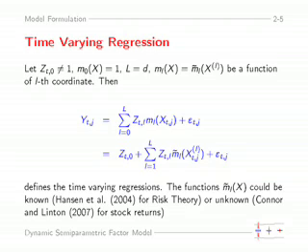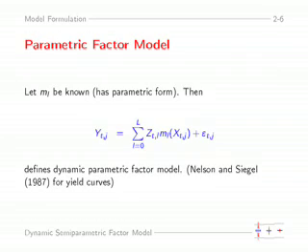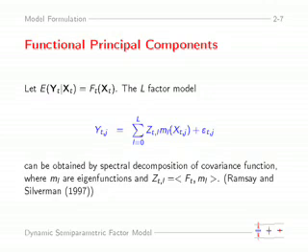But what is the difference in time-varying regression? Then you take capital L exactly equal to D, and the M_l functions are a function only of the l-th coordinate. Or you could call it a parametric factor model in interest rate models, for example. You just assume a certain form, some exponential or logarithmic form, and it will boil down to a well-known model used in finance, Nelson and Siegel, okay? Or functional principal components I mentioned before.